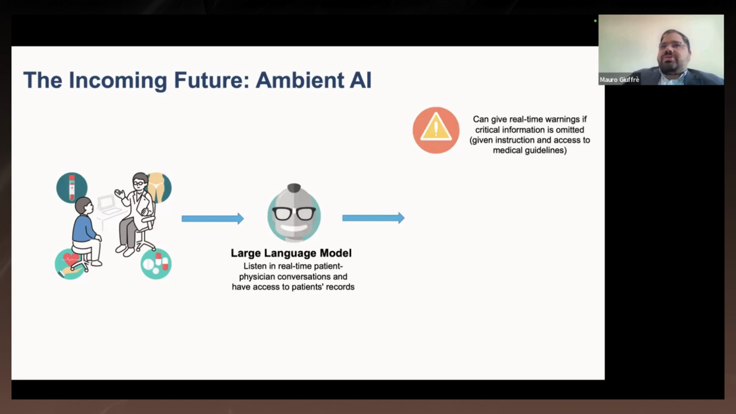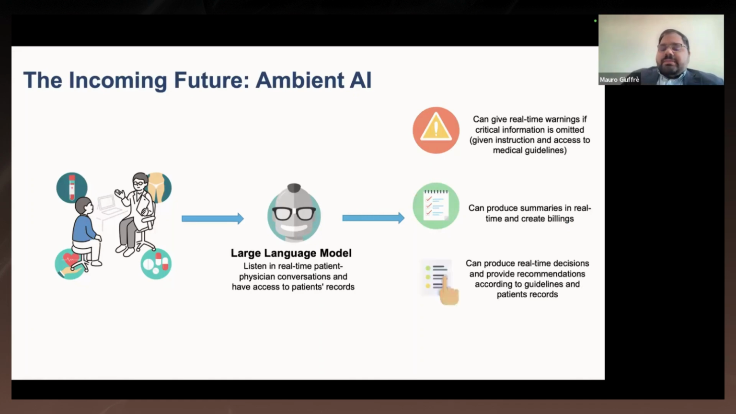For example, I'm talking to a patient about jaundice, and I forget to ask if he's taking any relevant medication that may induce some drug-induced liver disease. So it can give us real-time warnings: please ask this question to the patient, you forgot to ask this question. So it can improve patient safety somehow. It can, of course, produce summaries in real time and create billings, and not only give us warnings, but also give us real-time decision support and provide eventual recommendations according to the guidelines and the patient record.